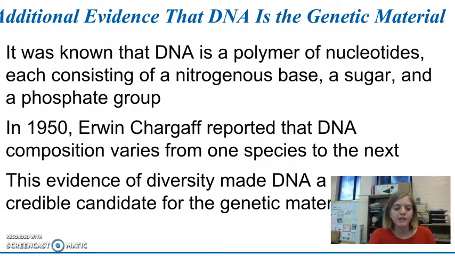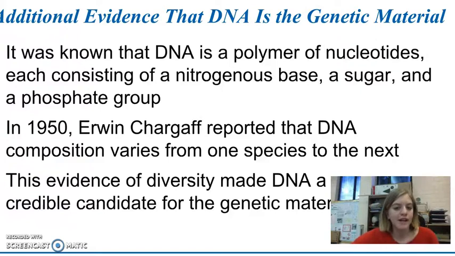There were some additional experiments that went on at this time as well, because at the time we did know that DNA was a polymer, and the nucleotides that made up the polymer consisted of nitrogenous bases, sugars, and a phosphate group. There was a man in the 50s named Erwin Chargaff, and he observed the DNA of a lot of different species, and in doing so, he realized that different species had different DNA. For example, a snail's DNA looked different than a fish's DNA.